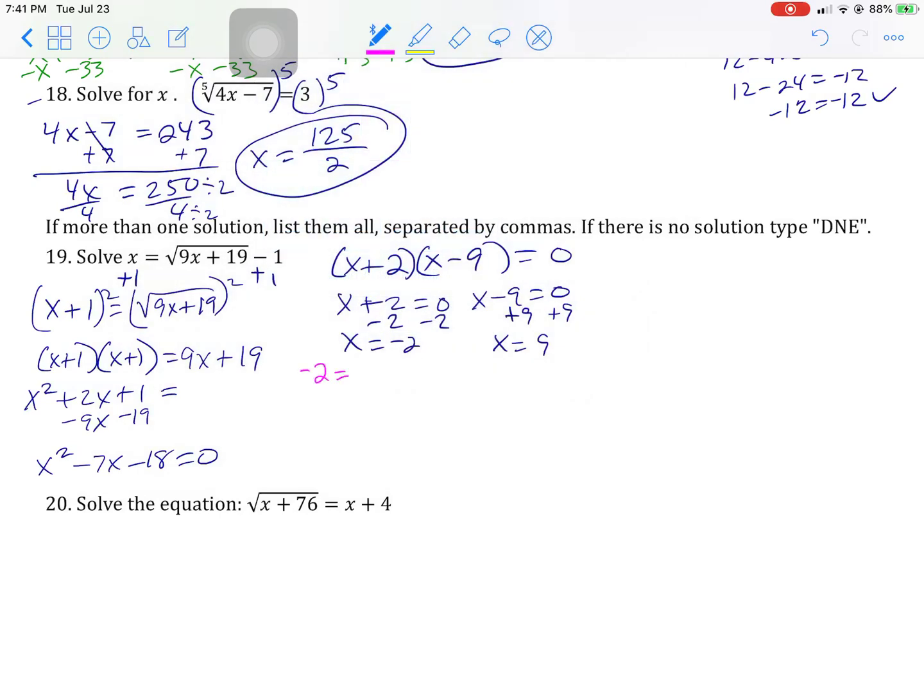So negative 2 equals the square root of 9 times negative 2 plus 19, minus 1. Negative 2 equals, that's going to be negative 18. Negative 18 plus 19 is the square root of 1 minus 1. So negative 2 equals 1 minus 1. No, it doesn't. So that one doesn't work.